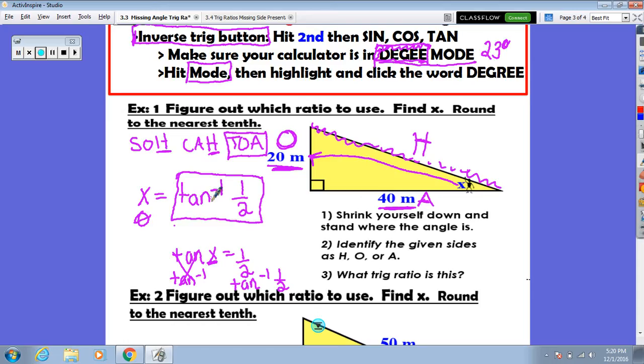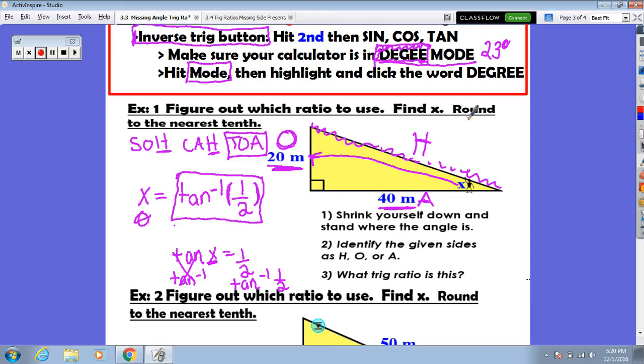It has tangent to the -1. Right next to that, there's a parenthesis. So we need to type in 1/2 in that parenthesis. And remember, the way that we type in fractions is we use division. So I'm going to put 1 divided by 2 and close the parenthesis. When you hit enter, it is going to give you the measurement of your angle.